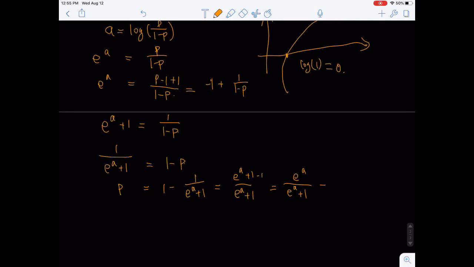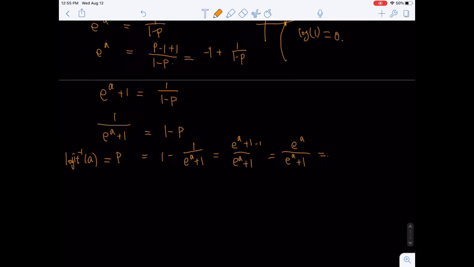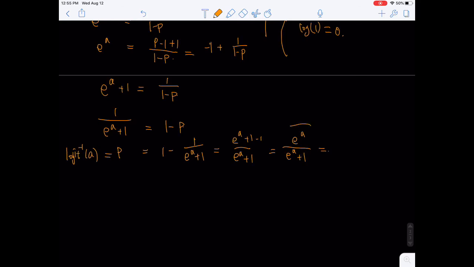Okay, here we found the inverse Logit function of a. And usually in the context of logistic regression or binary outcomes, we further simplify this expression by dividing e to the power of a on both the numerator and the denominator. So we will get 1 divided by 1 plus e to the negative a power.